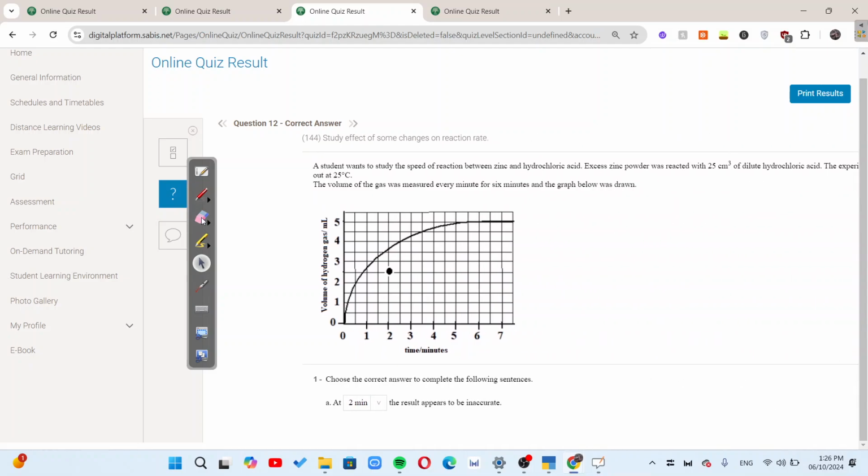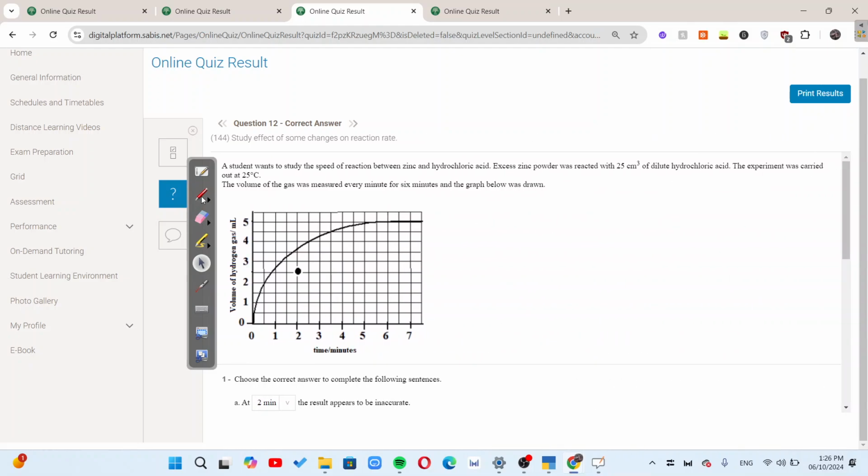Now, this question, it's not that hard, but let's see. The student was to study the speed of the reaction between zinc and hydrochloric acid. Zinc is your excess, hydrochloric acid is your limiting reagent. It's reacted with 25 centimeter cubed of dilute hydrochloric acid, and it was carried out at 25 degrees Celsius. And it measures every 6 minutes. At how many minutes does the result appear to be inaccurate here?